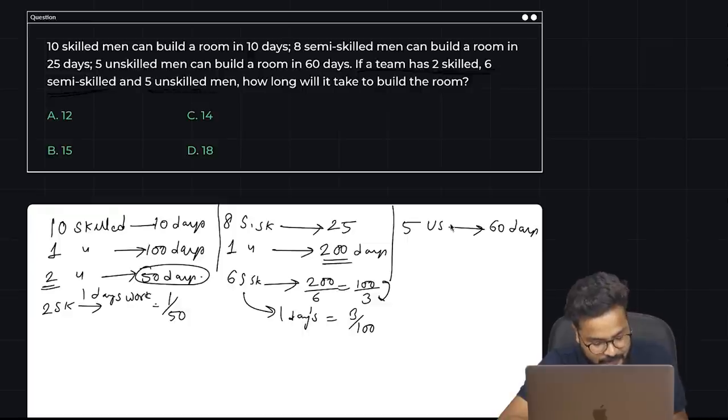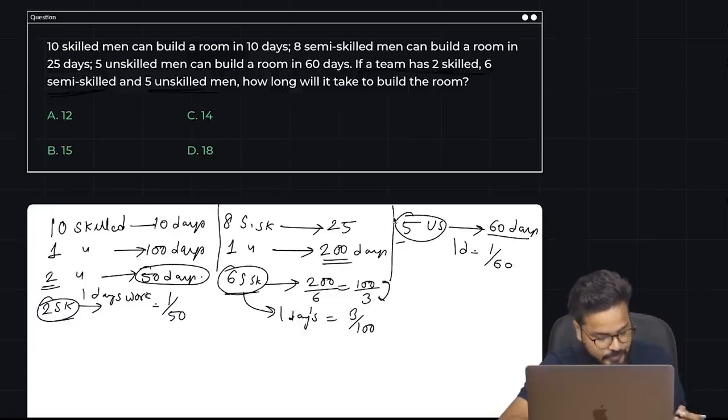And we have 5 unskilled men. So 5 unskilled men, they can complete the work in 60 days. So 5 unskilled men's 1 day's work would be 1 by 60. If these 3 are working together now, 2 skilled, 6 semi-skilled and 5 unskilled, how many days will they take?